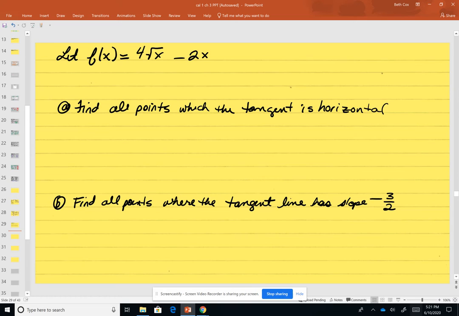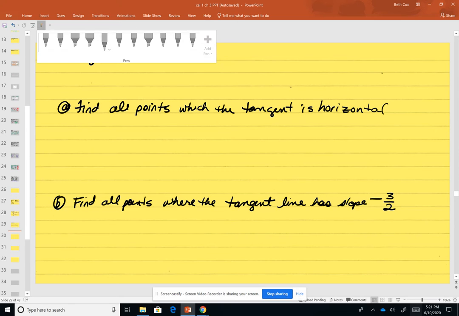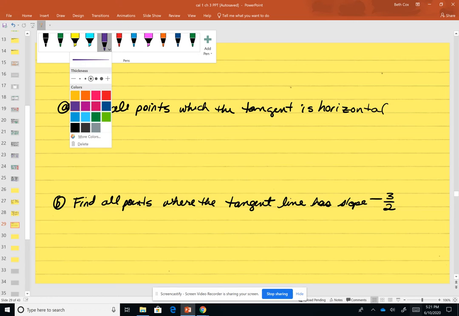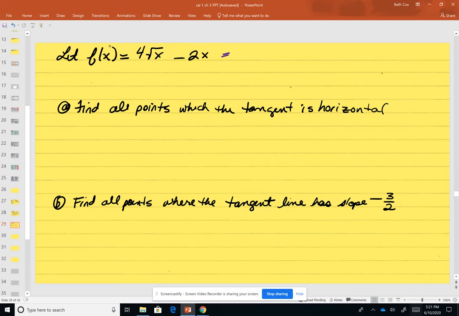Here we got another radical here. All right, we got to be careful. Remember, this is going to be 4. Goodness, let's try again. So now we're going to have 4x to the 1/2 minus 2x. We're going to change our radical to a fraction.